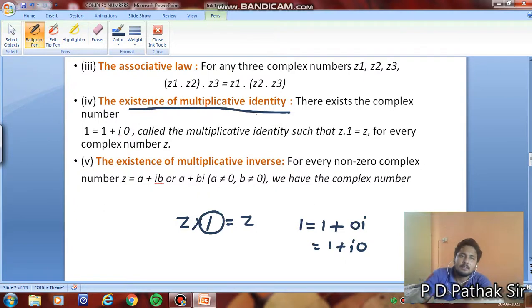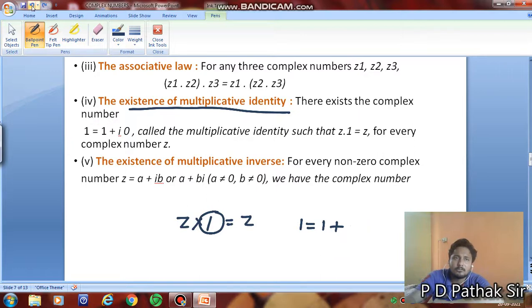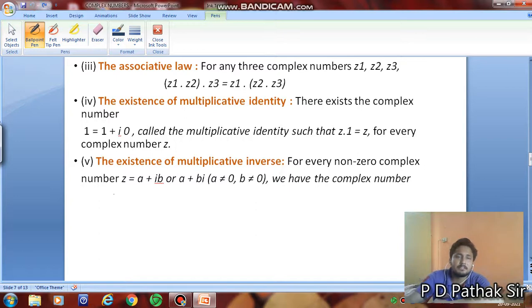So there exists the complex number 1 equals 1 plus iota 0, called the multiplicative identity, such that z into 1 equals z. So what is the multiplicative identity? 1 plus 0 iota equals 1 is the multiplicative identity for multiplication of complex numbers.